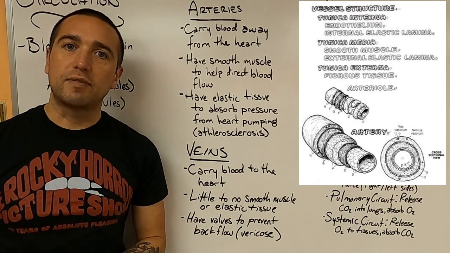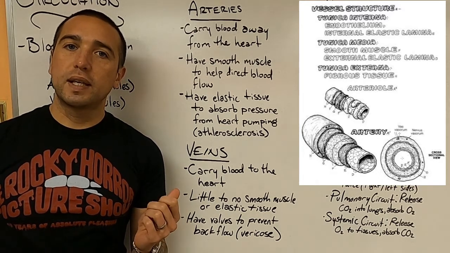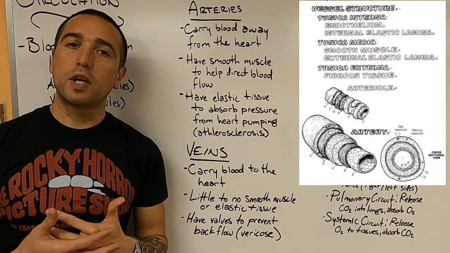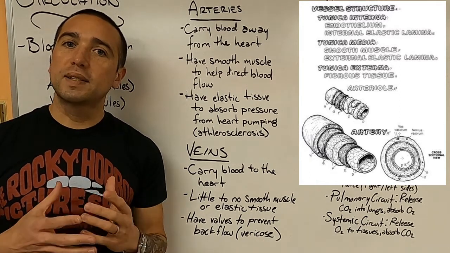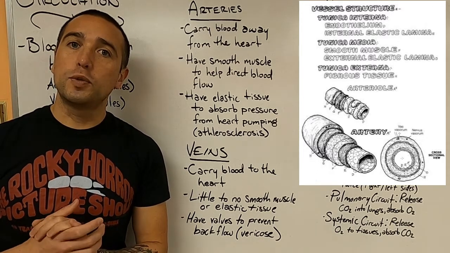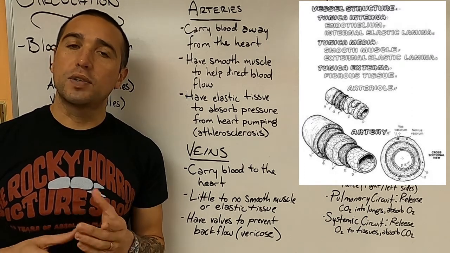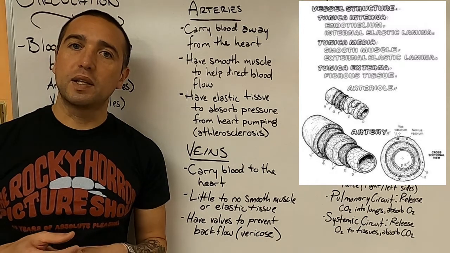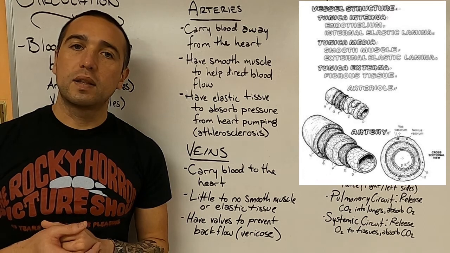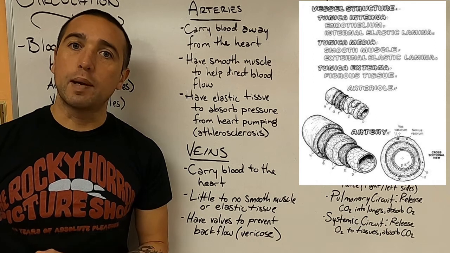Arteries also have to have a lot of elastic tissue, and that's because since they are connected to the heart, since they're taking blood away from the heart, they need to absorb that pressure of the heart pumping. So they need to be elastic to absorb the pressure. There's a condition where the arteries lose elasticity called atherosclerosis. That's where it's called hardening of the arteries. And the problem there is that if they lose that elasticity, then the pressure from the heart can cause them to rupture, and that would result in a hemorrhage.